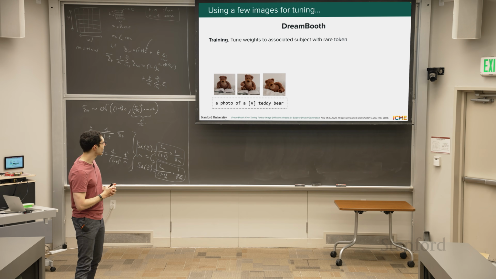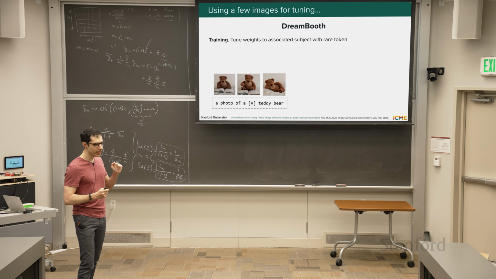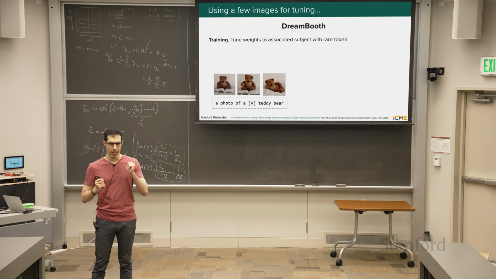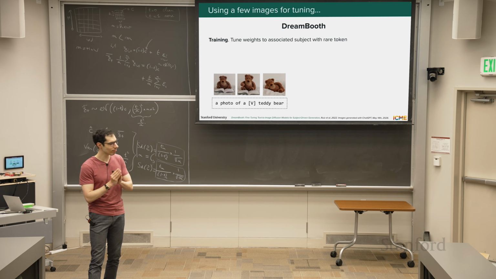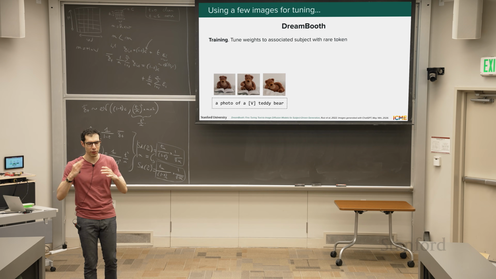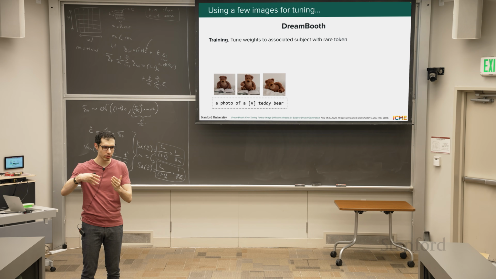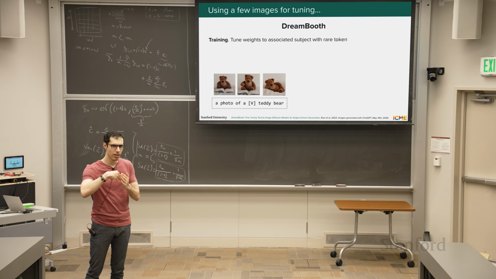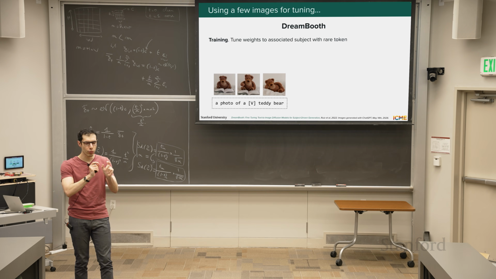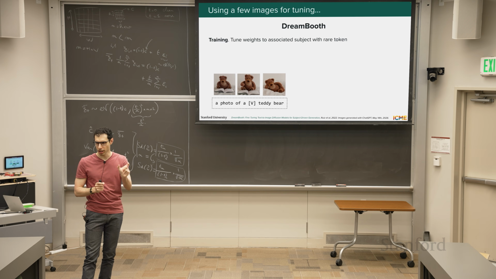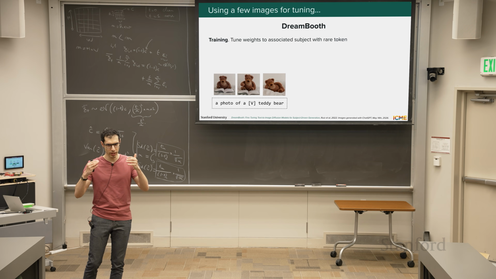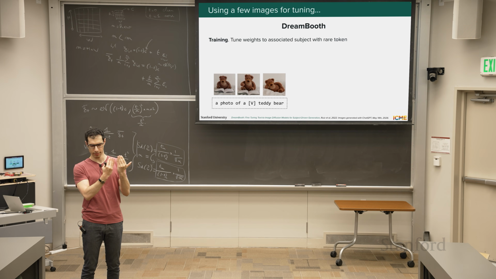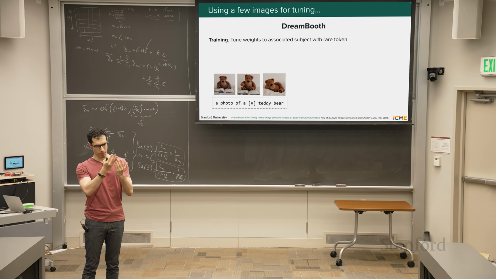So here's what you would do. You would take your model and have a few images of that very specific teddy bear that you have. Take images of that teddy bear with different poses and train your model to generate that teddy bear based on a prompt that relies on a rare token, that is here bracket V, that will teach your model to associate that specific person, object, reference with that token.